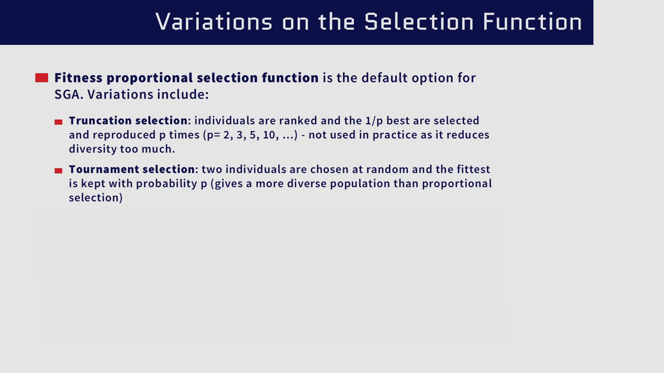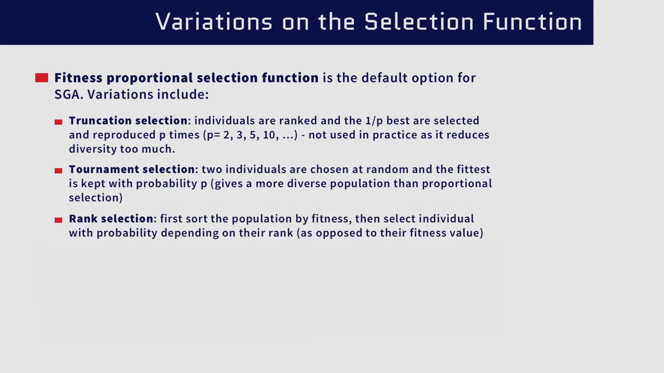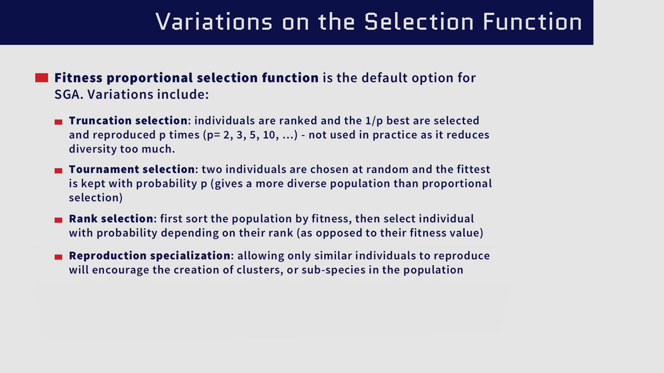Then there is the rank selection variation. We first sort the population by fitness, as with truncation selection, and then we select individuals with a probability that depends on their rank as opposed to their fitness value. There is also the reproduction specialization selection method. This variation allows only similar individuals to reproduce, which encourages the creation of clusters or subspecies in the population, which allow the development of evolutionary niches.